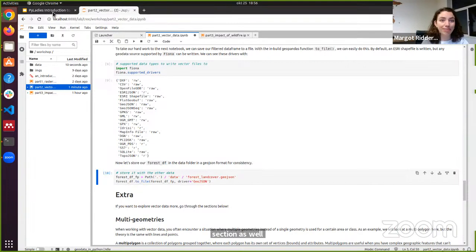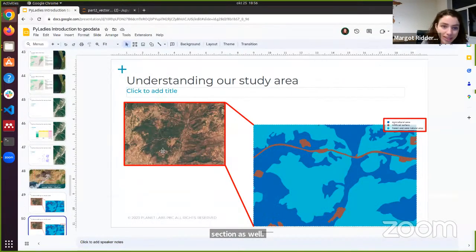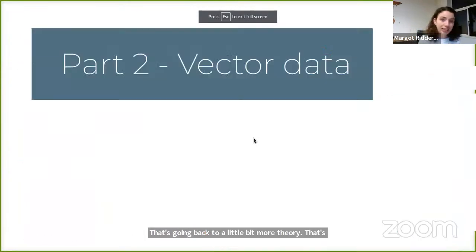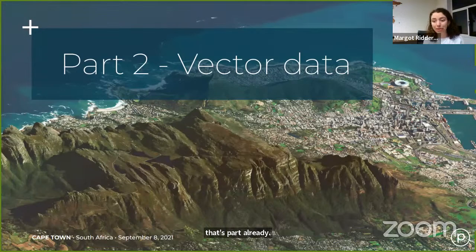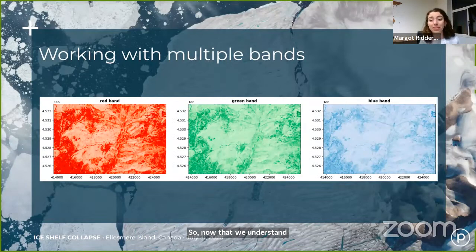But first, let's get back to a little bit more theory. Last part already. So now that we understand both vector and raster data, we can start combining it and working with real data.